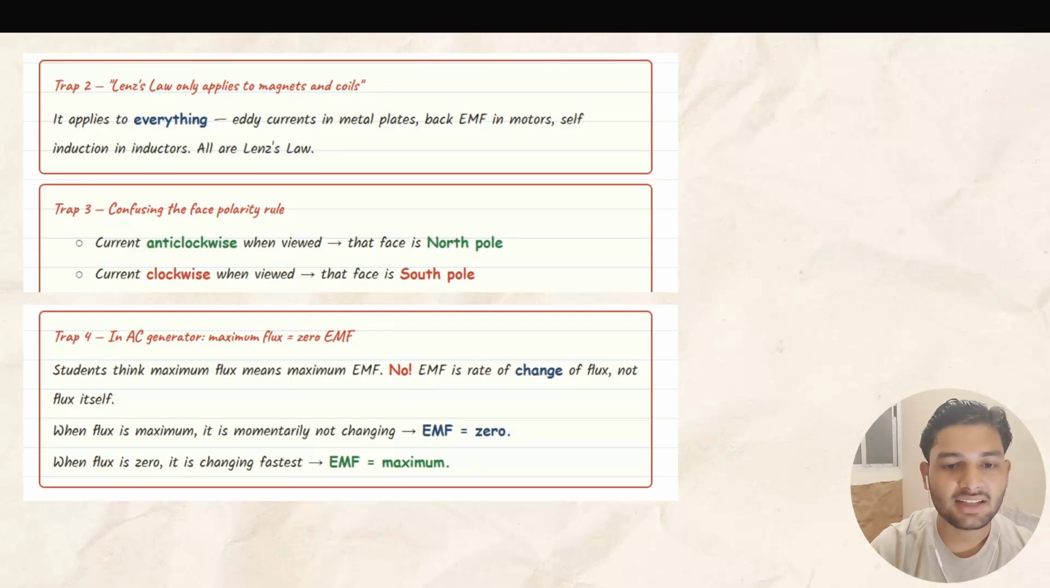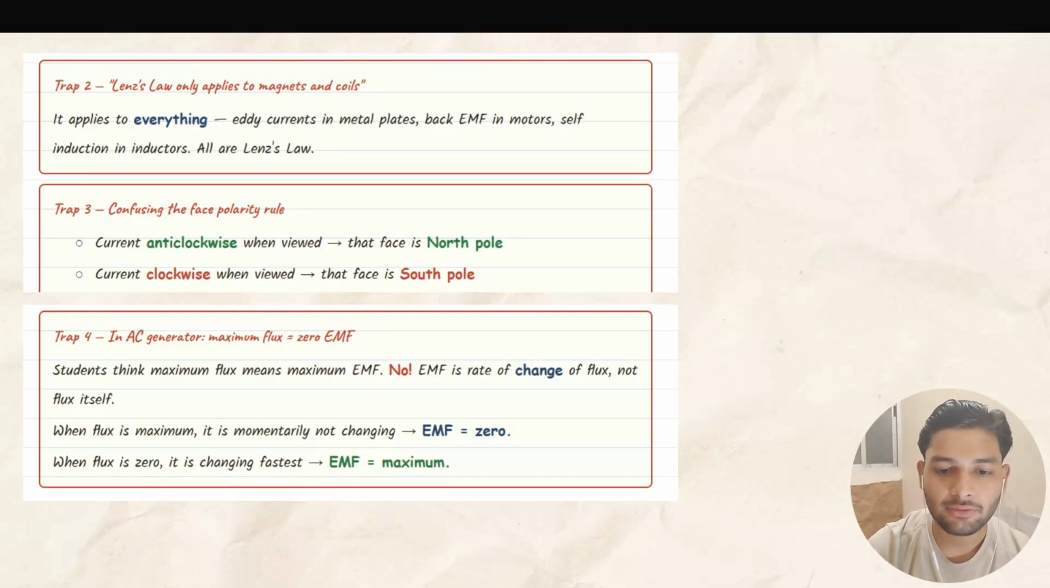The second trap is confusing the phase polarity rule. When the current is anti-clockwise as viewed, that face is a north pole, and when the current is clockwise, that face is a south pole. In an AC generator, people say maximum flux means zero EMF. This is wrong, because when the flux is 0, the EMF is maximum, and when the flux is maximum, the EMF is 0. That is the actual case.